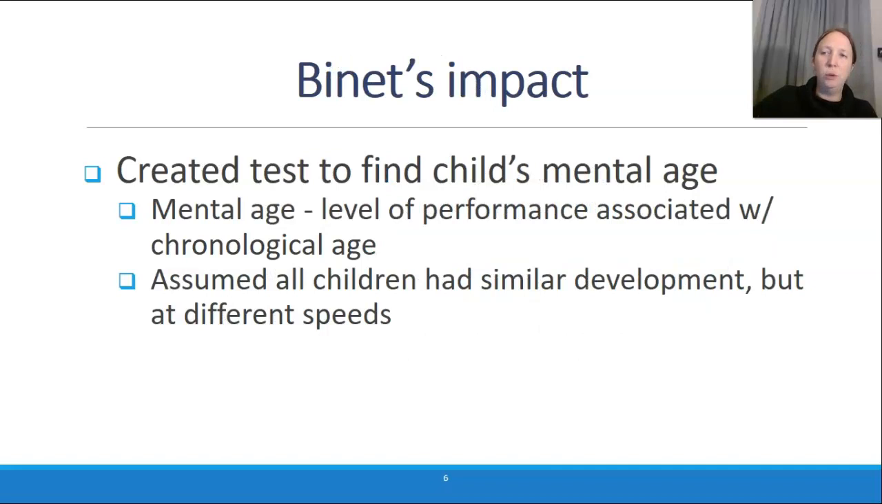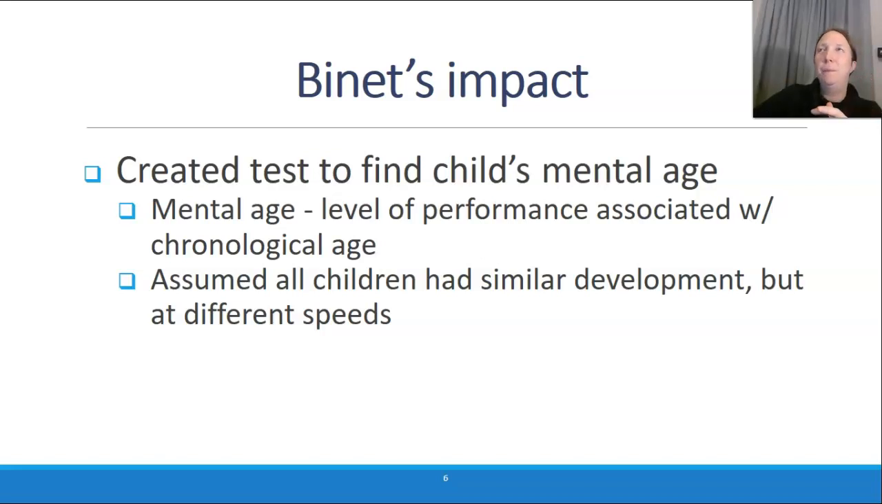And so what did Binet do? Well, he created a test to find a child's mental age. A child's mental age is the level of performance associated with a chronological age. And I'm actually not even loving that wording, but I already made the slides and your notes, so I'm not going to change it. But listen carefully. If you want to reword it, you can.